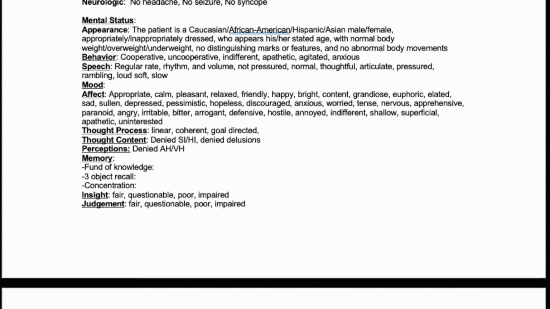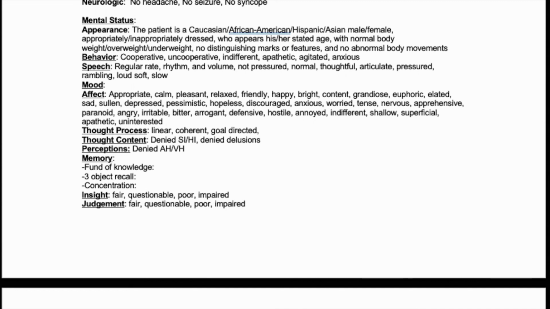And then concentration can be assessed in a number of different ways. Some people like what's called serial sevens. So this would be taking the number 100 and subtracting seven from it consecutively. So that you can see how, and again, it's kind of difficult to do even for the average person, let alone somebody who's dealing with a psychiatric disorder. So that one can be a little difficult. Many times I will use spelling the word world backwards, W-O-R-L-D, right, backwards, or I will use the months of the year backwards in severe cases.